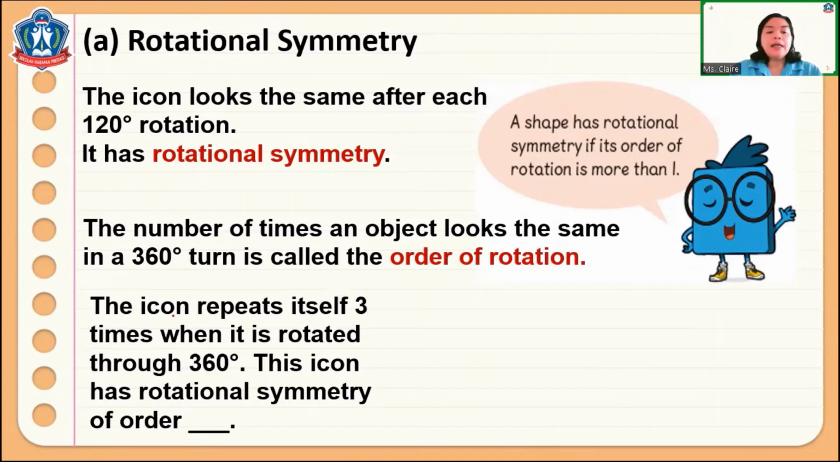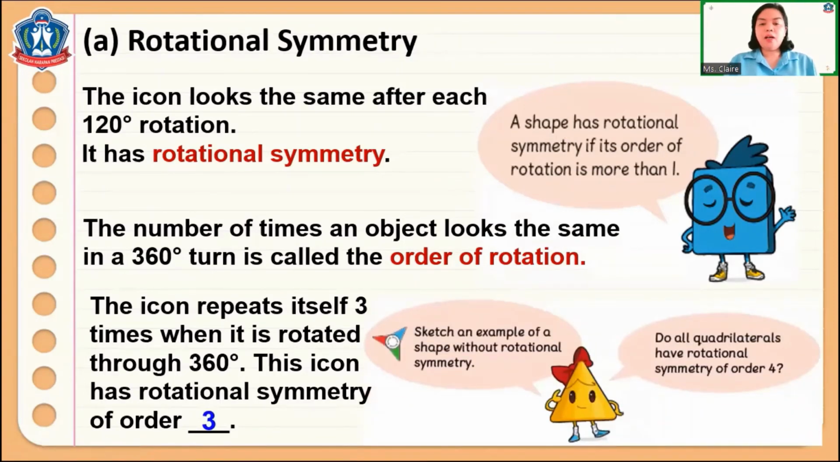So the icon repeats itself 3 times when it is rotated through 360 degrees. Therefore, this icon or that logo has a rotational symmetry of order 3. Why 3? Because when we rotate that logo 3 times, those 3 times, it has exactly the same shape as the original shape.